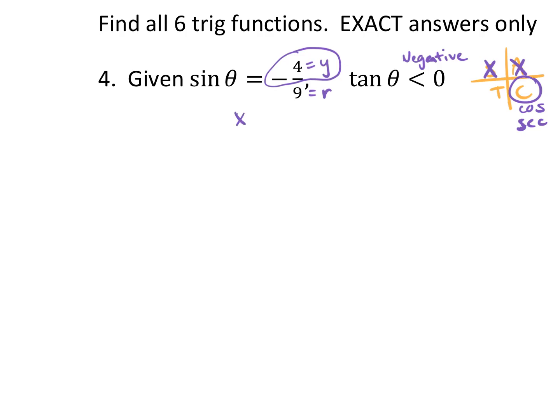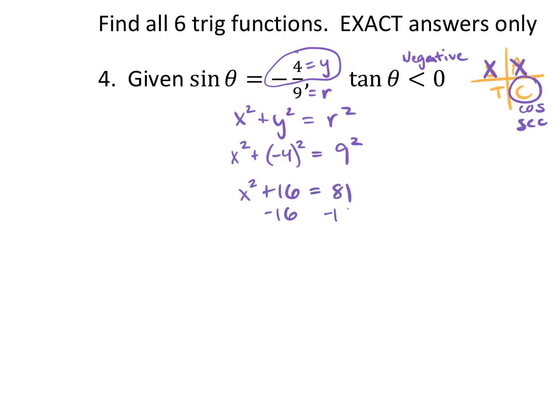Pythagorean theorem. X squared plus y squared equals r squared. So x squared plus negative 4 squared is equal to 9 squared. So x squared plus 16 equals 81. Subtract 16 on both sides. X squared equals, be careful with the math. You do not get a calculator. Just be careful with doing the math. Here, this would equal 65. Yep. Take the square root. So x equals the square root of 65.